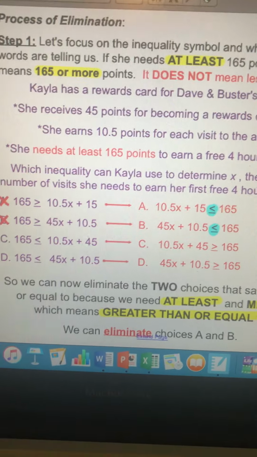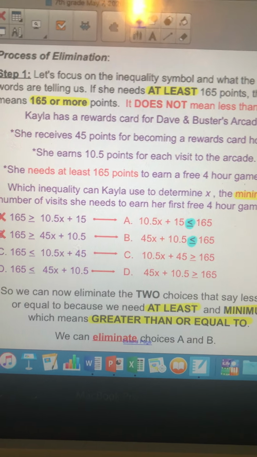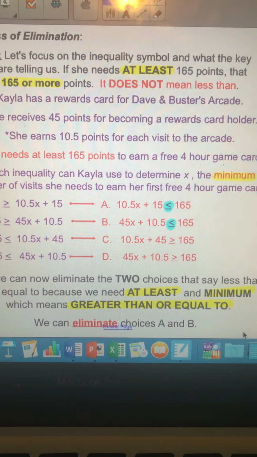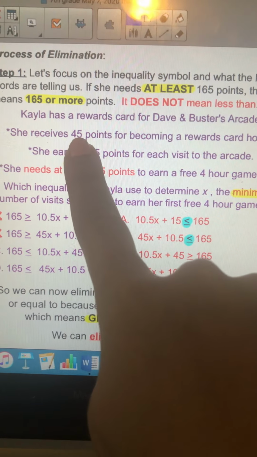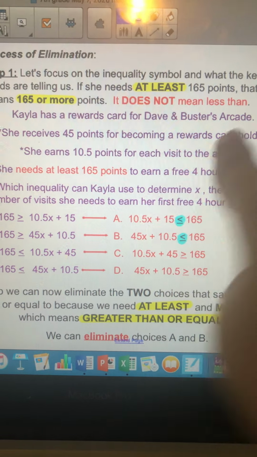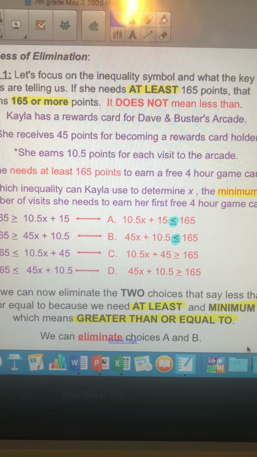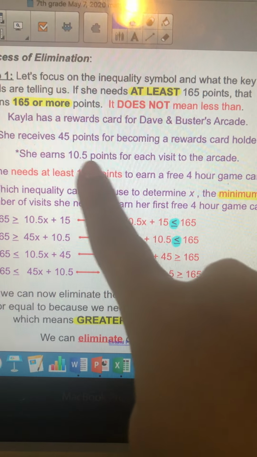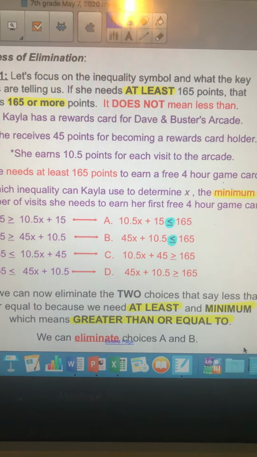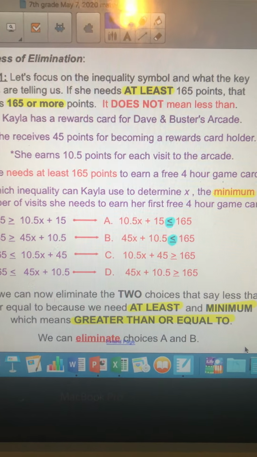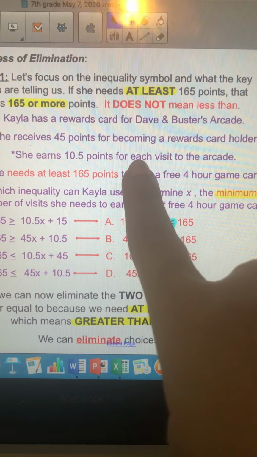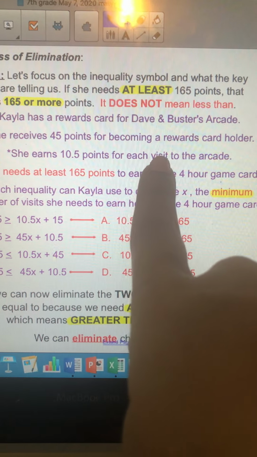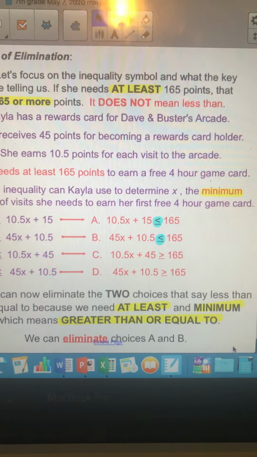Now we're going to go back to the problem and look for those other numbers and the words that come with them so that we can figure out how the rest of our inequality should be set up. So it told us that she gets 45 points for becoming a rewards card holder. So it looks like she's just getting that for becoming a member. It's like a one-time thing. And then she's getting 10.5 points for each visit. We don't really know how many visits she's going on, but I know that the word "each" means multiply. So maybe it would be 10.5 times x because I don't know how many visits.